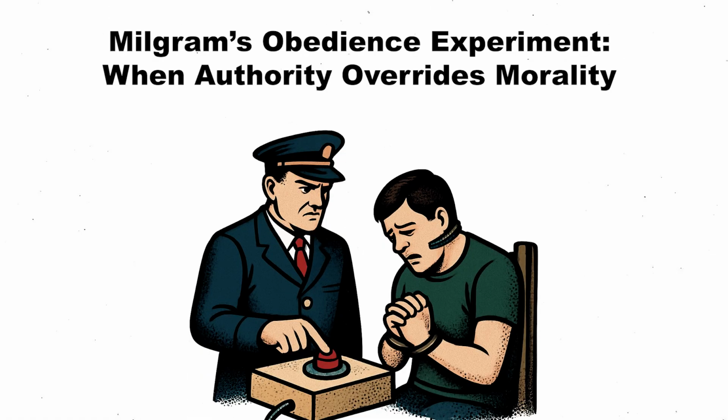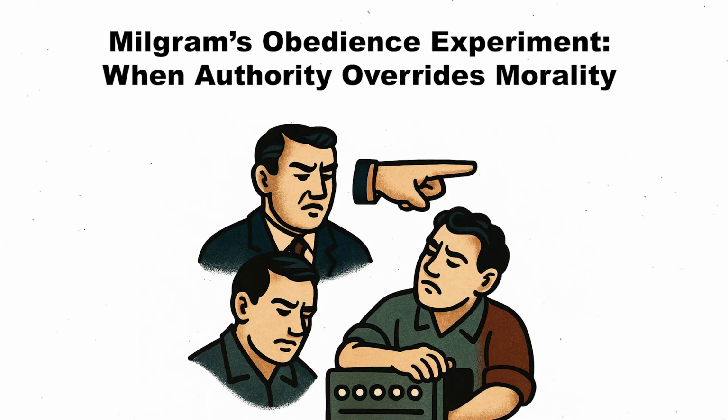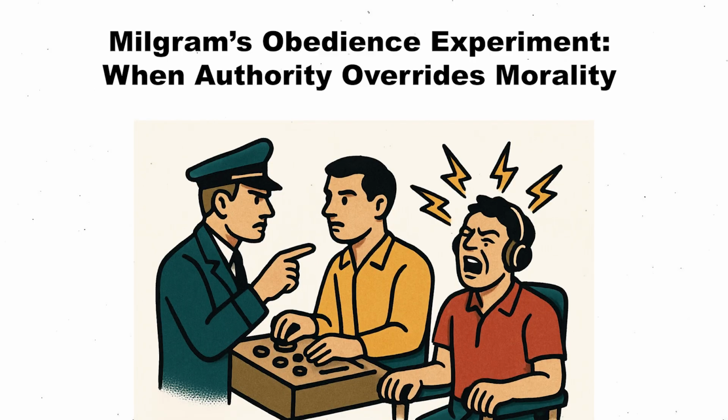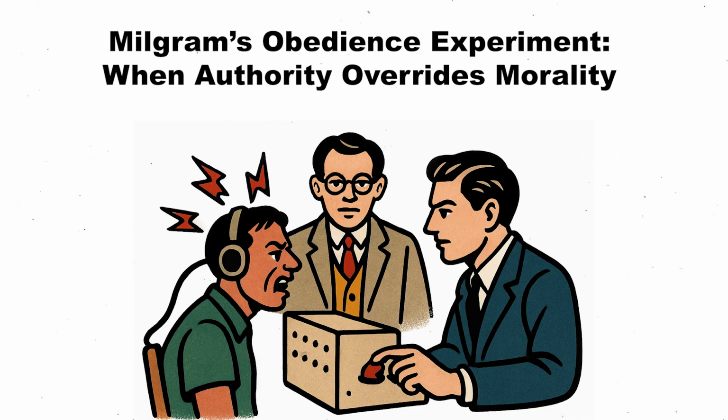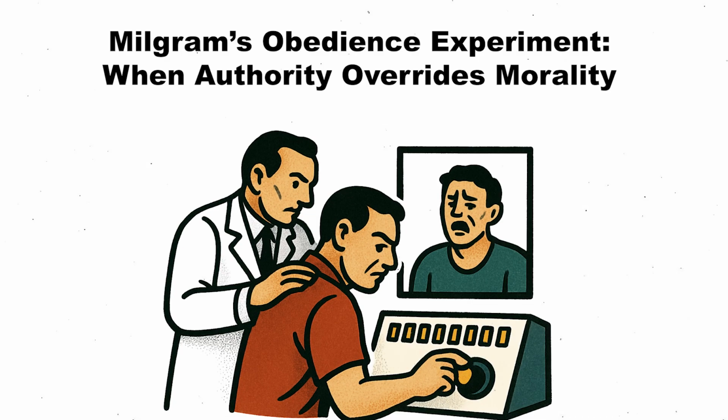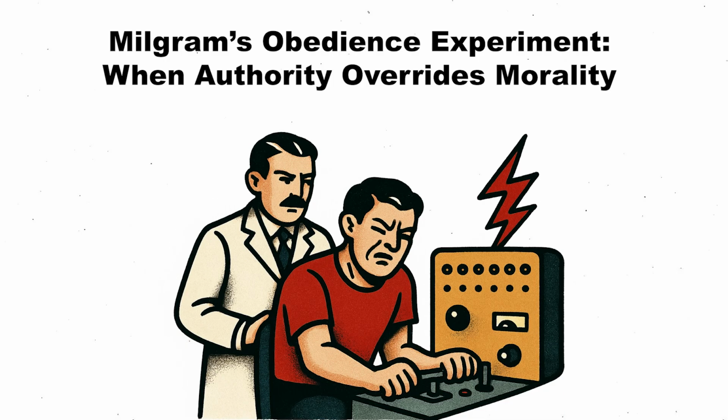Milgram's obedience experiment, when authority overrides morality. Stanley Milgram's obedience experiment in the 1960s shocked the world, literally. Volunteers were instructed to deliver electric shocks to another person for every wrong answer. Yet over 60% continued to the highest voltage when urged by the authority figure in a lab coat.